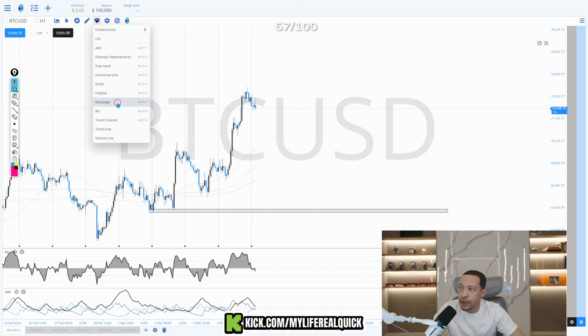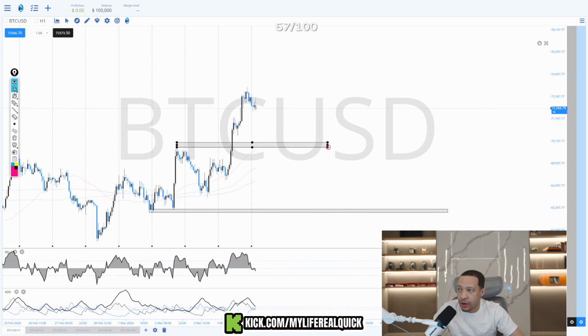Let me just grab another rectangle. So I basically just did an ultimate low. You can see how that got respected. And this is what it looks like in an ultimate high category.